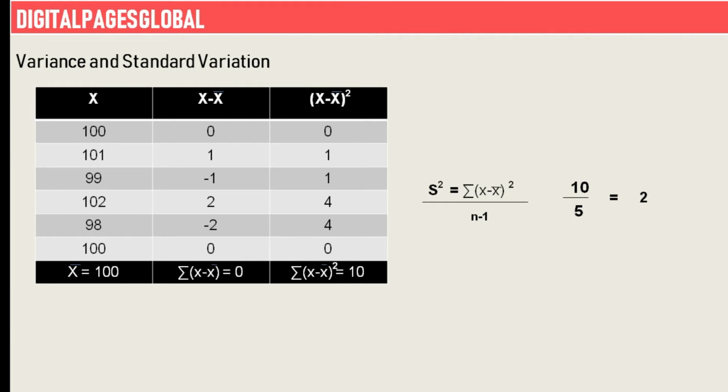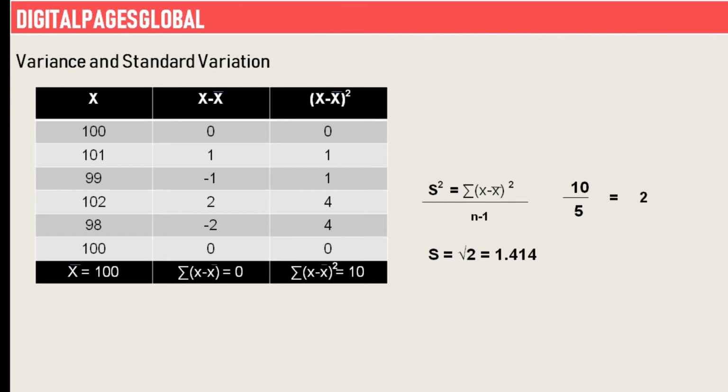This is not really representing the actual variation in the data set because we have squared these values in the previous calculation. In order to avoid that squaring, we calculate standard deviation. So if you look at the standard deviation formula, it is the square root of variance which we already calculated. So if I take the square root of 2, that makes it 1.414, which is the standard deviation.